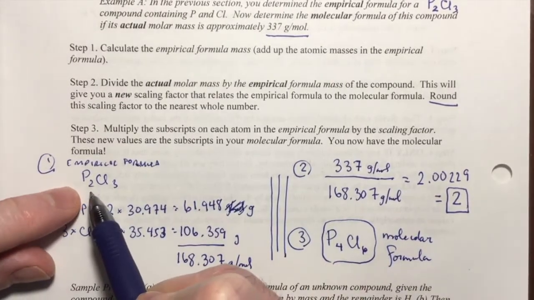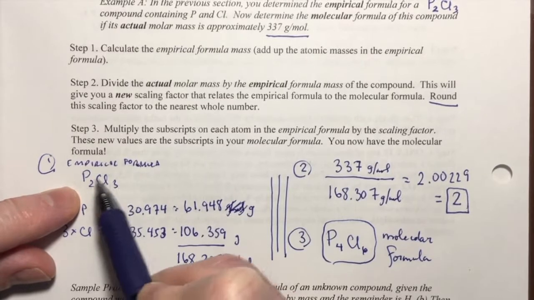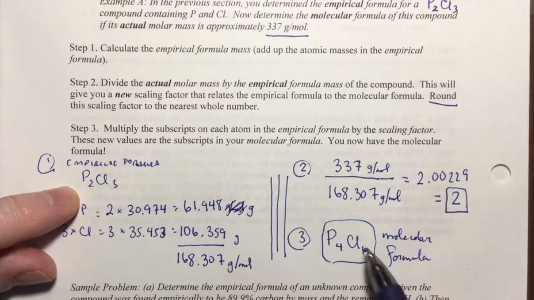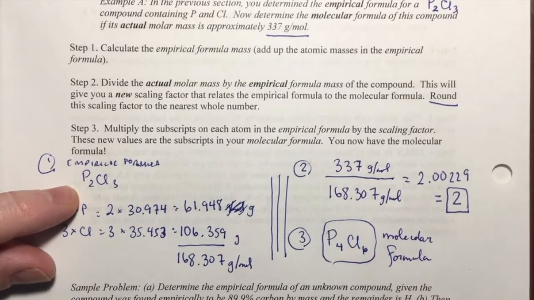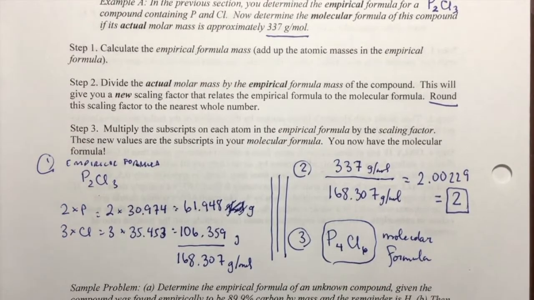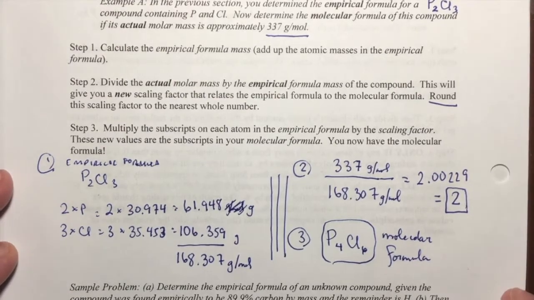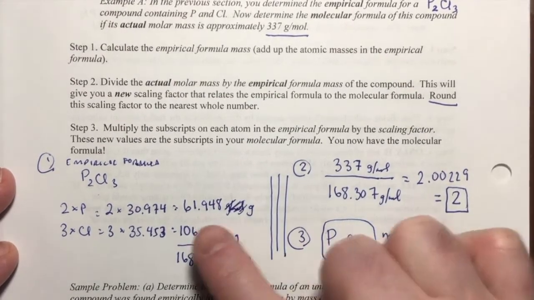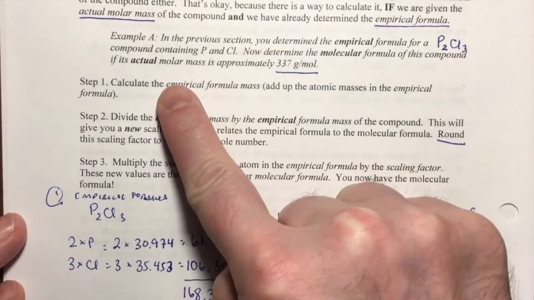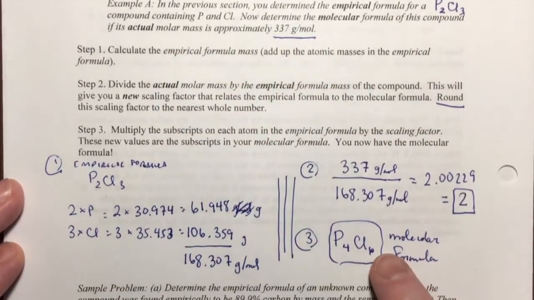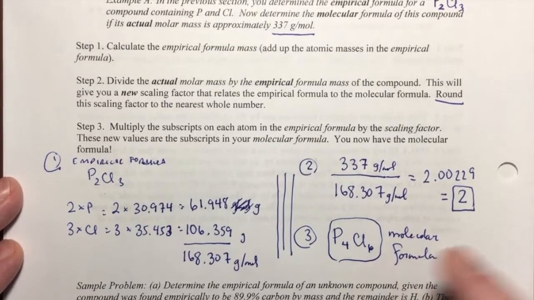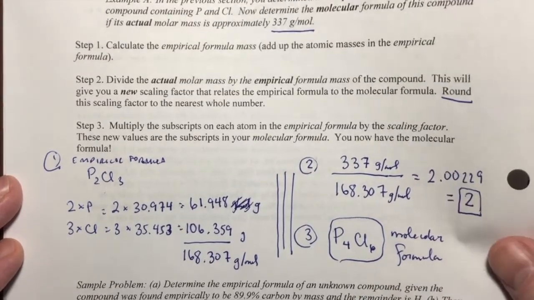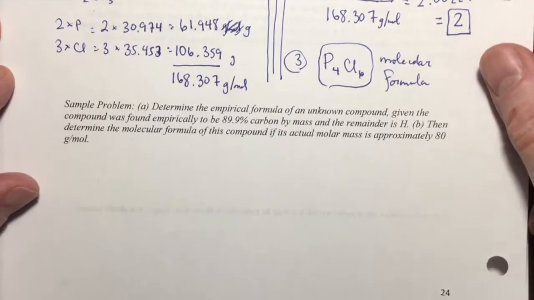The empirical formula is the lowest ratio of atoms. The molecular formula is the actual number of atoms in that compound. In the previous video, you calculated an empirical formula, and in this video, you use that information and the actual molar mass of the compound to then calculate its molecular formula. We've gone through both of those, and now, ta-da, it's your turn.